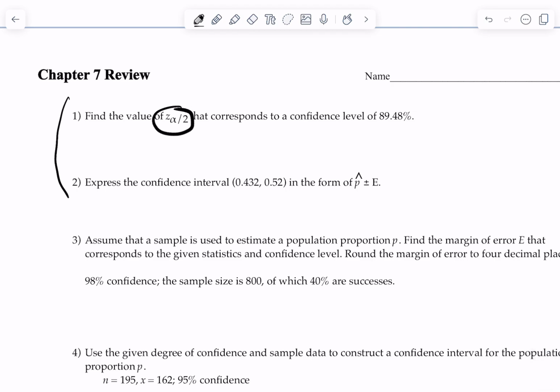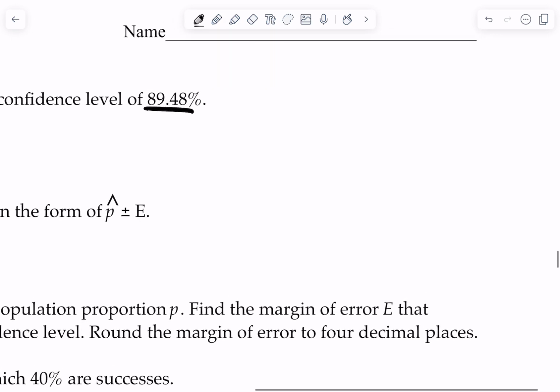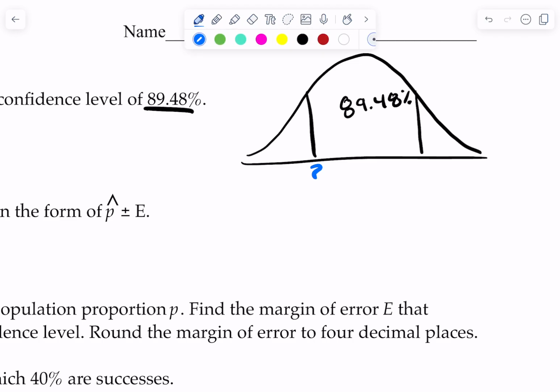They want you to find the Z value, and you have a confidence level of 89.48%. That seems like a really wonky number, but what that means is that I have my bell curve here, and 89.48% is the middle percentage. Now, they are wanting you to find this Z value here and this Z value here. What do I know about those two Z's? They're going to be the same, but one's positive, one's negative.